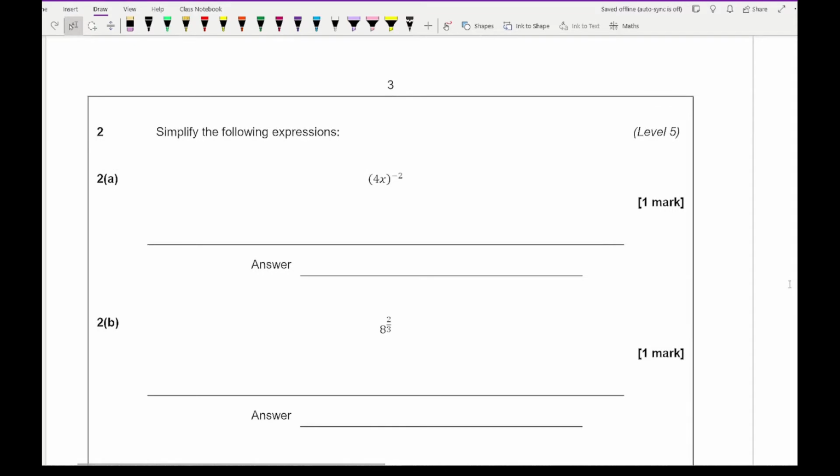For question 2, it's saying simplify the following expression. So here we've got 4x to the power of minus 2. Now here what we've got to do is deal with the minus and then deal with the power. So dealing with the minus, that's going to be 1 over 4x squared. And then remembering here what we need to do is square both the number and the letter. So it's going to be 1 over, 4 squared is 16, and x squared is x squared. And there is our final answer.